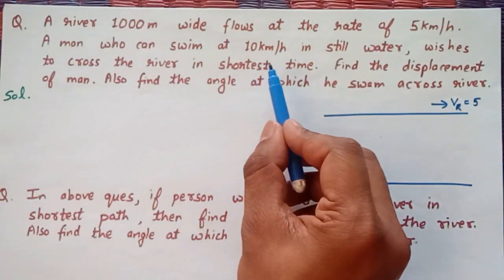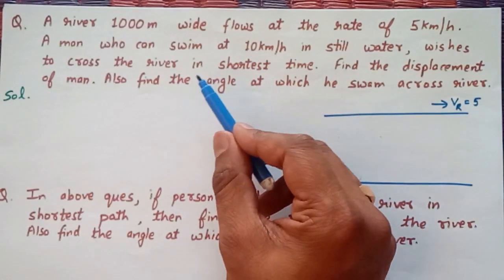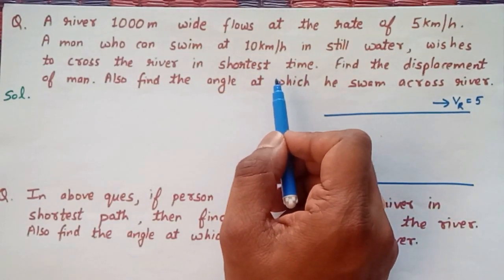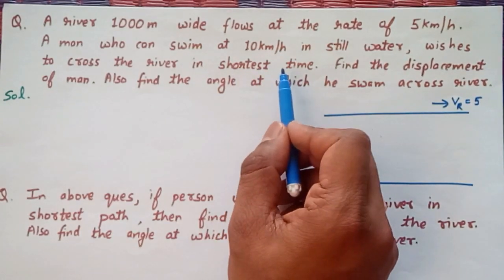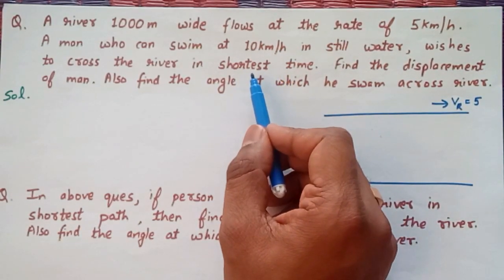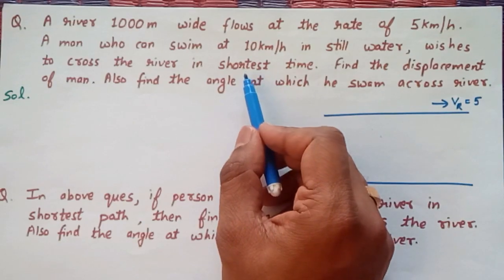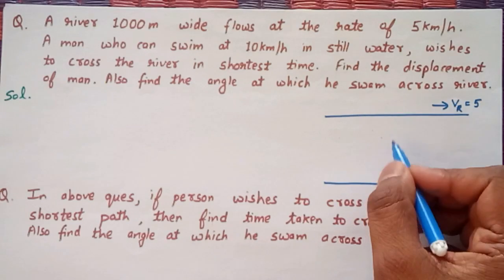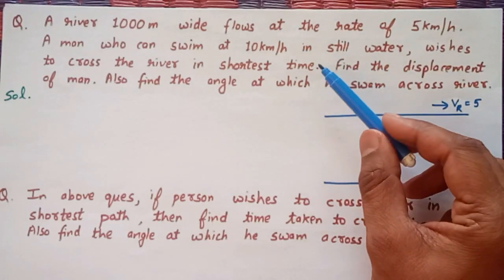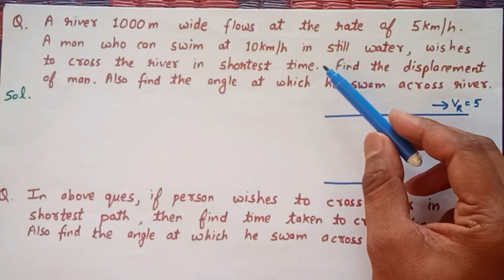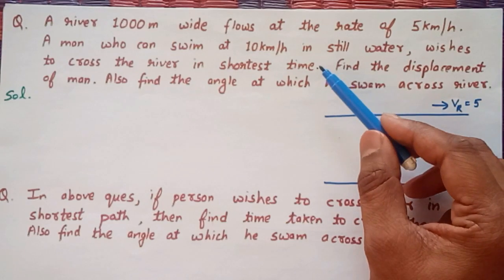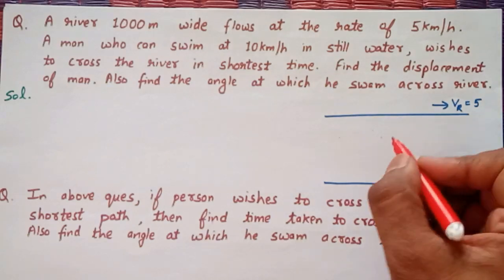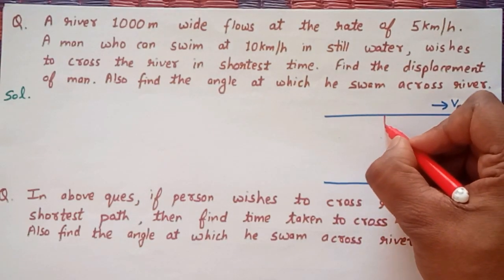A man who can swim at 10 km/h in still water wishes to cross the river in the shortest time. See, there are two types of questions for the river-man problem. First one is shortest time, and then we will also discuss the shortest path. If the man is here and wants to cover this distance in the shortest time, then he must not oppose the direction of water, or we can say he must not oppose the flow of water. So he will try to go in this direction.